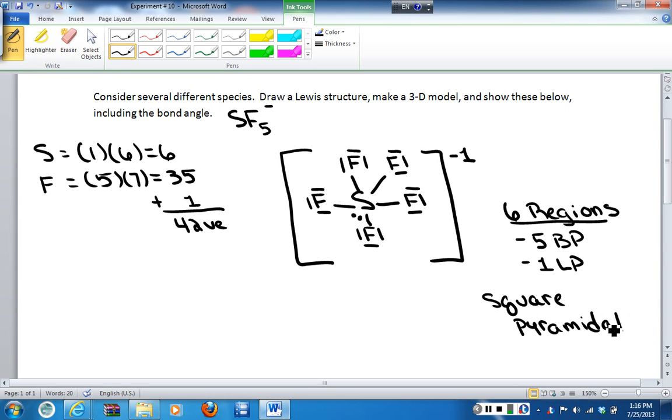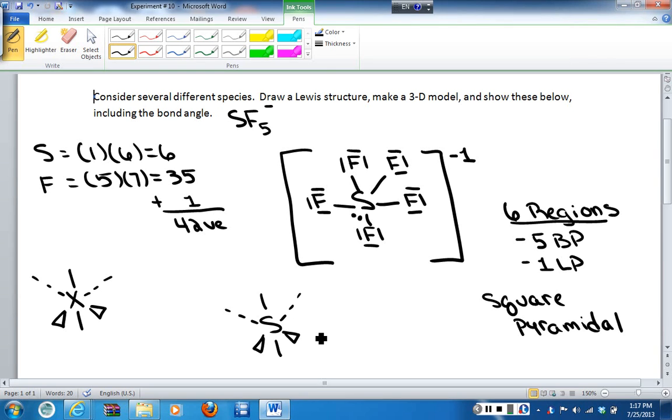Now, when generating the 3D molecule, we know we have a general structure where we have bonds where we have 2 in plane, then we have 2 going behind the plane, and 2 going in front of the plane. And again, this is in general for anything that has 6 regions around the central atom. So for this molecule, we would have 2 in plane, 2 behind, and 2 in front.